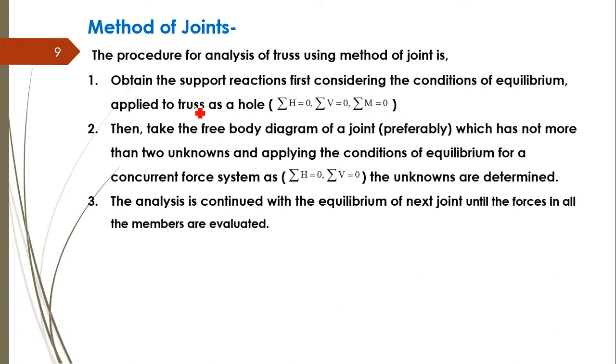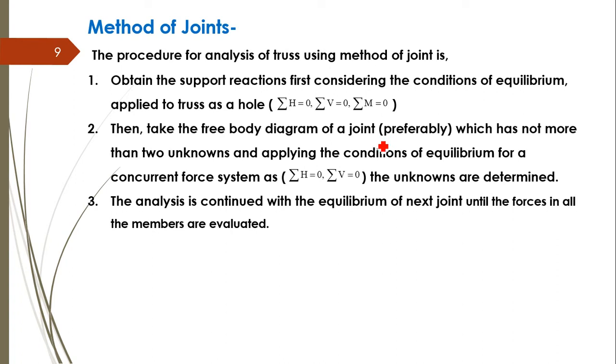In the first step we have to release the supports and, by showing the unknown reactions at the supports and the external forces acting on the truss, draw the free body diagram. For that free body diagram we apply the conditions of equilibrium: summation of Fx is 0, summation of Fy is 0 and summation of moment is 0. Then in step number 2, take the free body diagram of a joint.